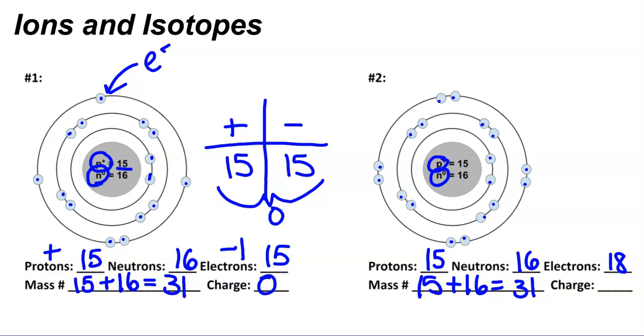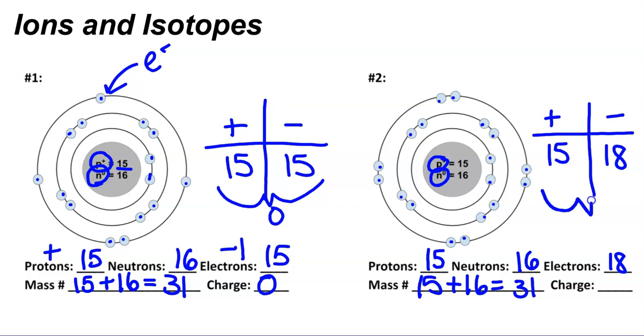And then our charge, once again, we need to look at our number of protons and our number of electrons. And this time, we have 15 protons with a +1 charge, and we have 18 electrons with a -1 charge. So if we have positive 15 and negative 18, that's going to give us an overall charge of an extra -3. So we have an extra -3, so that is our charge, an overall charge of -3.